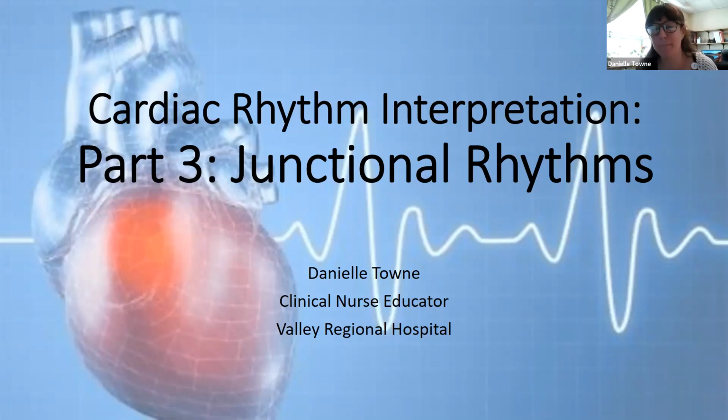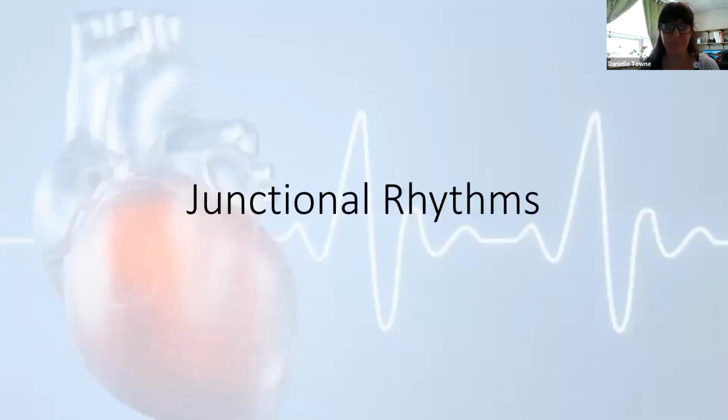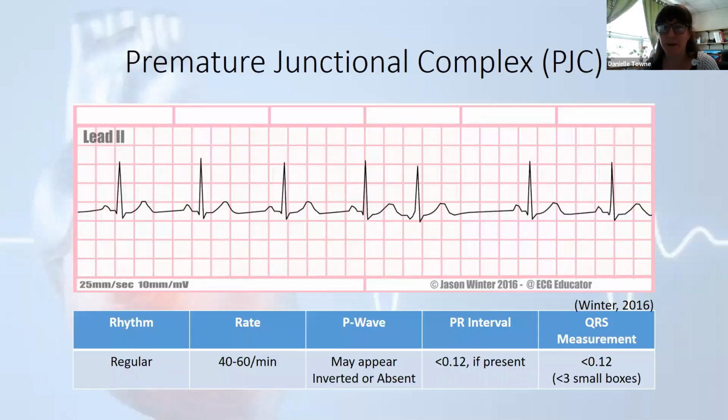All right, so now we're at part 3 of our cardiac rhythm interpretation course. We're going to be focusing on junctional rhythms for this one. The first one we're going to talk about is a premature junctional complex, a PJC.